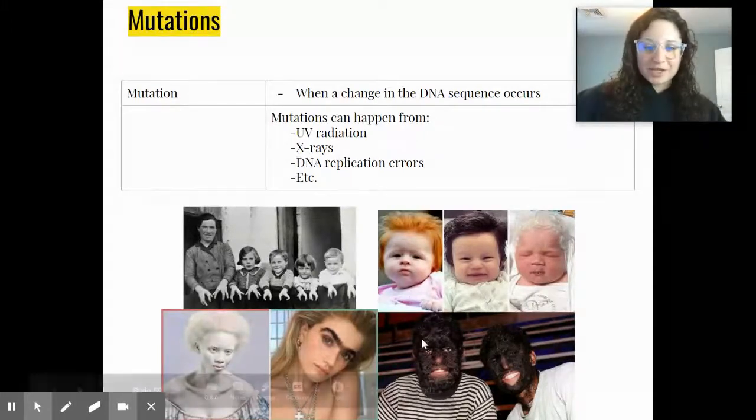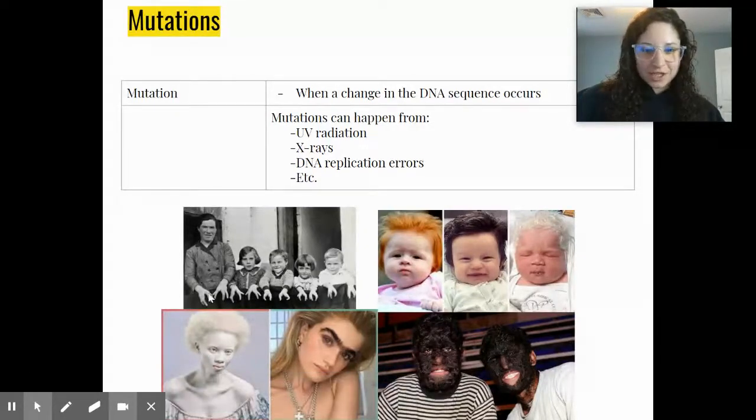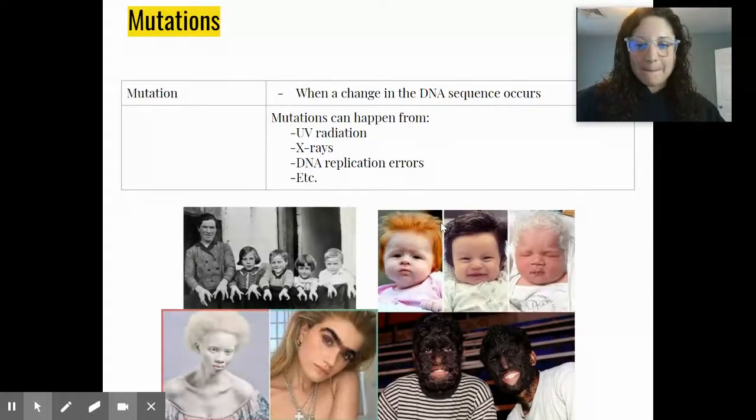These are some pictures here of some different types of mutations. This is showing you some finger mutations down here. I forget what this one is called. This is showing you different hair colors. Remember, different alleles are different mutations. I'm not sure which the wild type is, whether it's brown hair, red hair, or blonde hair. But one of these is the wild type, and then the other two are going to be mutations.